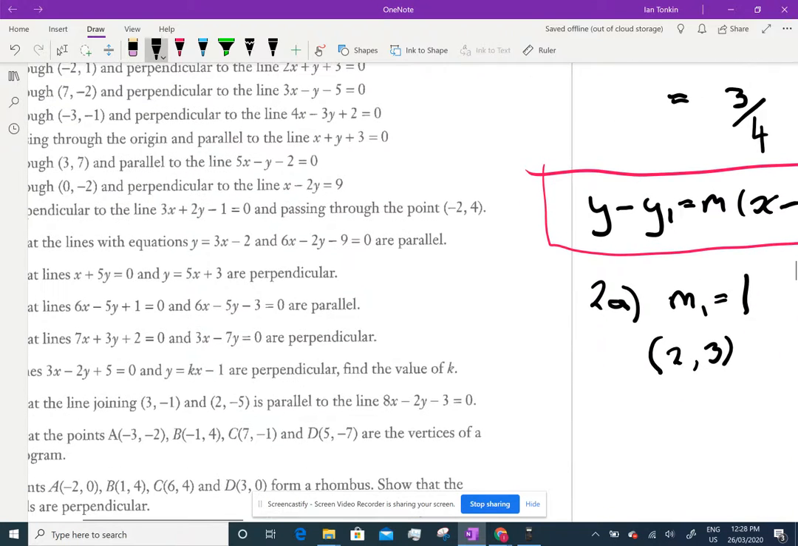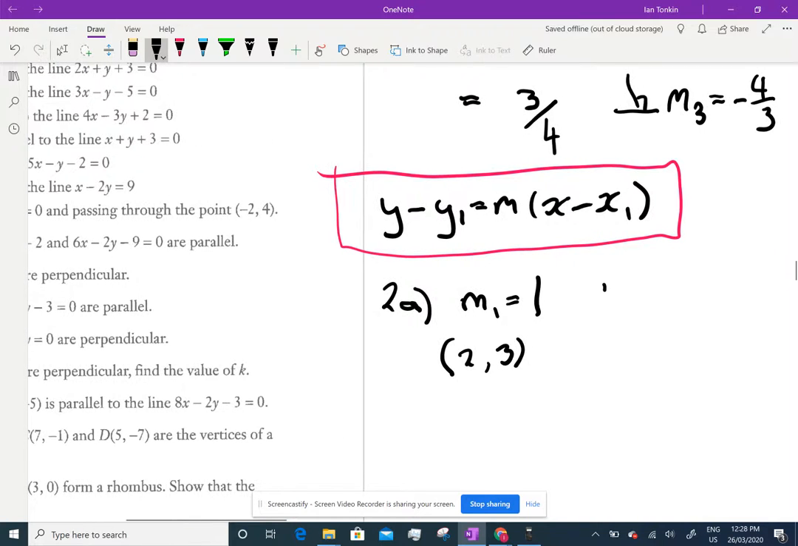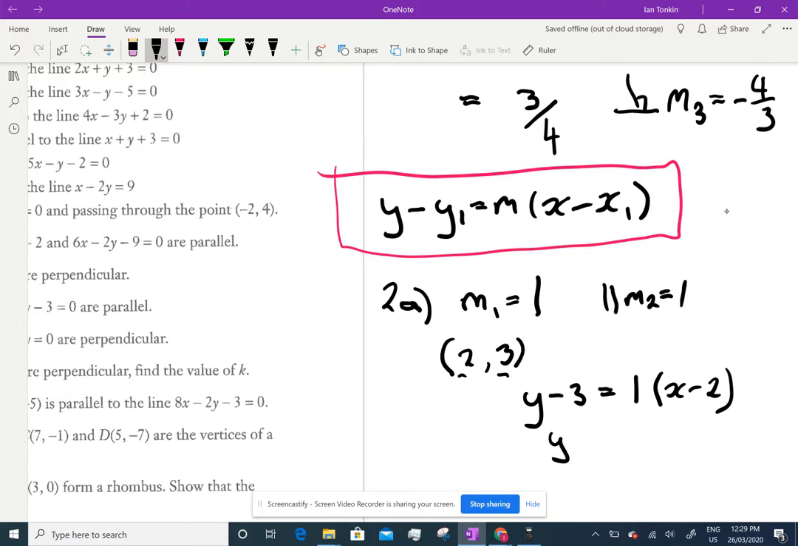This is so easy. So parallel, I'll just write m2 so we know that we're talking about m2 equals 1. Therefore, y minus y1, so the y value is 3, equals m, and our gradient is 1, x minus the x value, and that's 2. And then I just get y minus 3 equals, and I've got to multiply this 1 through, but it's not going to change anything, so I'm just going to get x minus 2. And I take the 3 over.